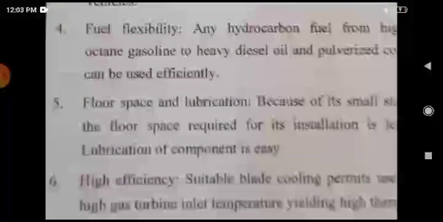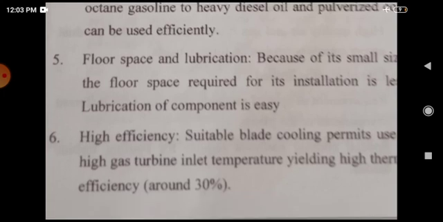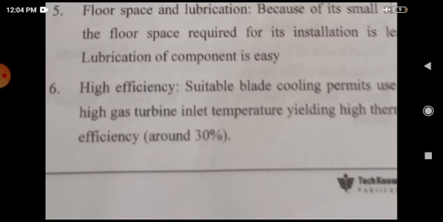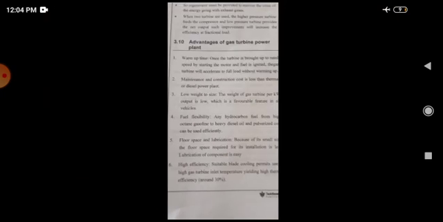Fuel flexibility: any hydrocarbon fuel from high octane gasoline to heavy diesel oil and pulverized coal can be used efficiently. Floor space and lubrication: because of its small size, the floor space requirement for its installation is less. Lubrication of components is easy. High efficiency: suitable blade cooling permits a high gas turbine inlet temperature, yielding a high thermal efficiency of around 30%.